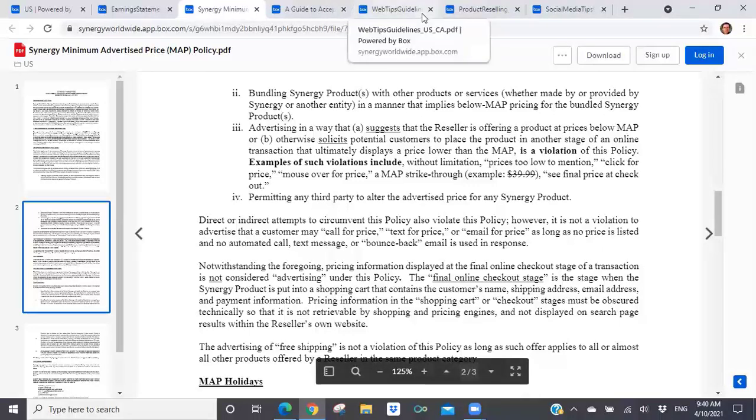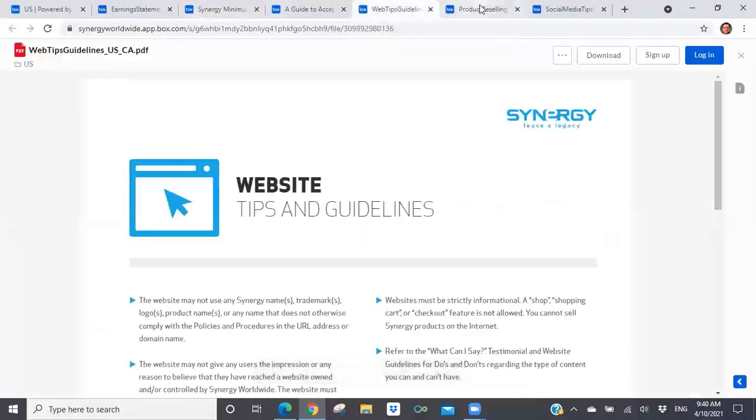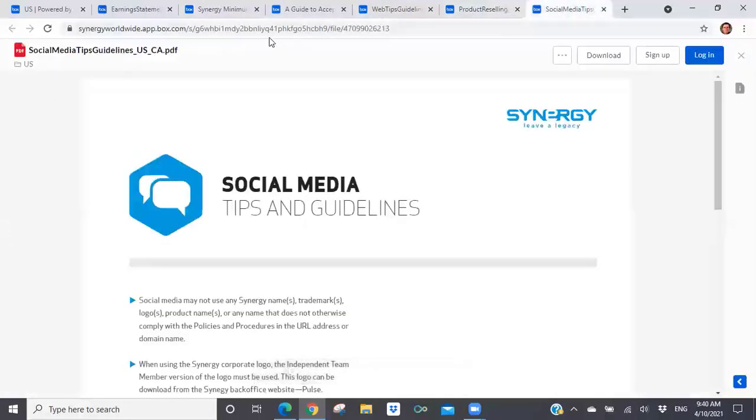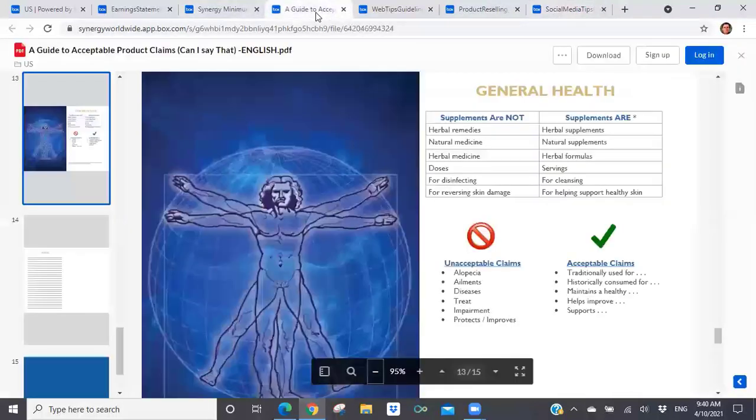And then there are other things up here: web tips, product reselling, social media tips, and some of these are better than others. But the one to me that you really want to focus on is this guide to acceptable product claims. Can I say that? And again, there's one in English and there's one in Spanish.